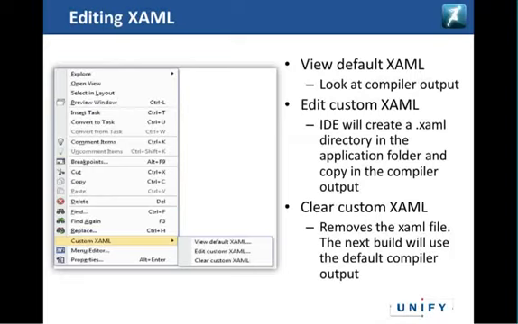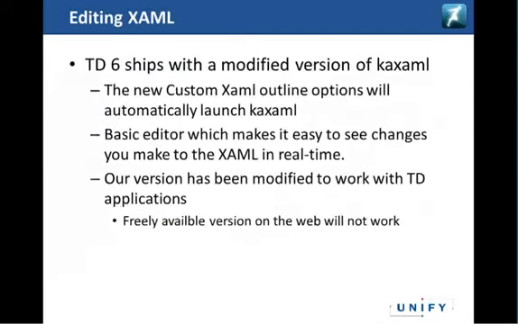Edit Custom XAML will actually place the compiler's output in a subdirectory in your application folder. And basically after that point on, the compiler will always pick up that version of the XAML file over its output. There's a third option to clear custom XAML, which will clear that custom version out so that the compiler's output will be selected the next time you run your application. Now when you choose to view the default XAML or the custom XAML, TD will launch an editor called kaxaml.